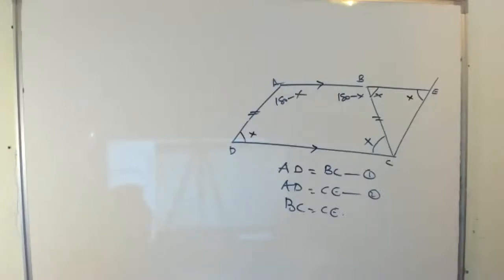Let angle E equal to angle CBE equal to X. Then angle ABC plus angle CBE equal to 180 degrees, linear pairs. Therefore, angle ABC is 180 minus X.